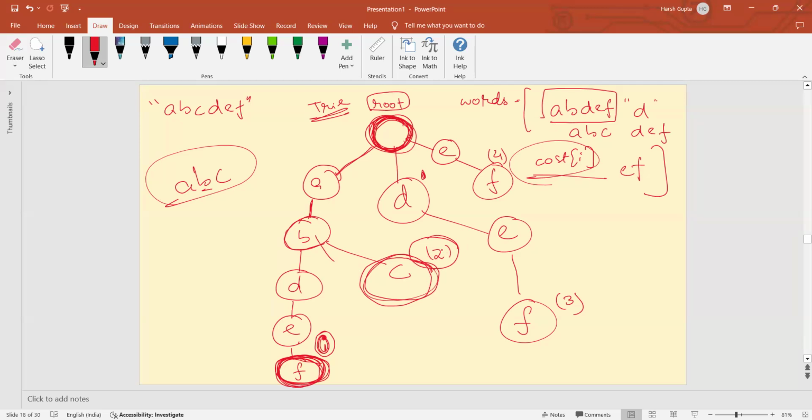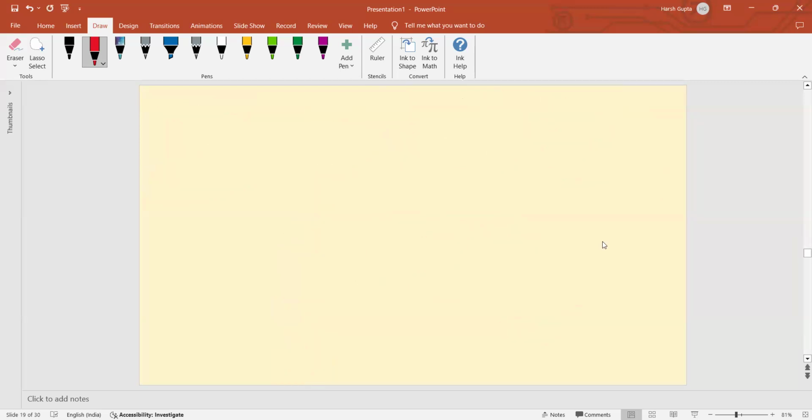That will be helpful for getting the cost. Okay, so this is how we are inserting the strings in the trie. Now coming back to the question: we have inserted all the words into the trie. Nice. For all particular words, at the end we also have the index at which it is present in the words array.